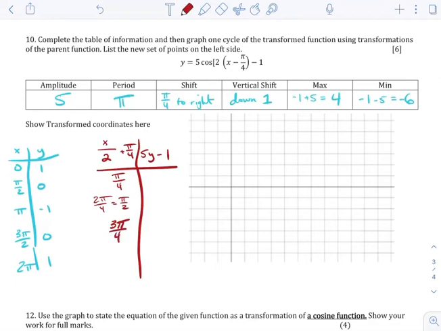So I see the first one is pi over 4, 2 pi over 4, 3 pi over 4. You can solve the rest of them, but I know it's going to be 4 pi over 4, which is just pi, and then 5 pi over 4. We see a pattern. It's increasing by pi over 4 every time.